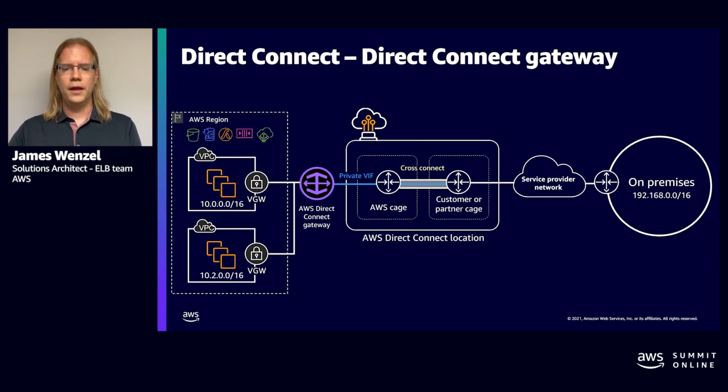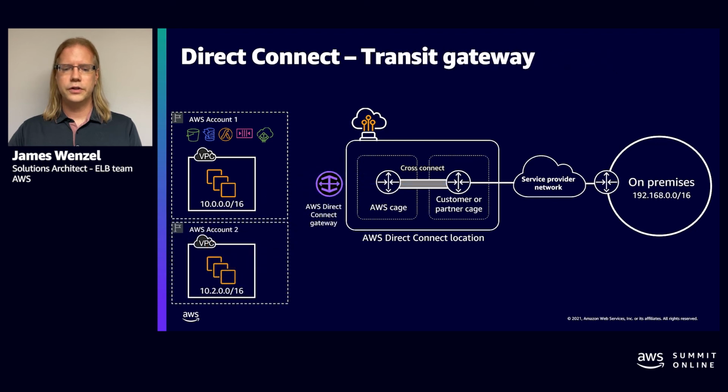Direct Connect gateway. The other thing that a Direct Connect gateway allows you to do is to connect to a transit gateway, and that transit gateway then can connect up to your 5,000 VPCs, it can connect up to multiple accounts, all of that fun stuff.